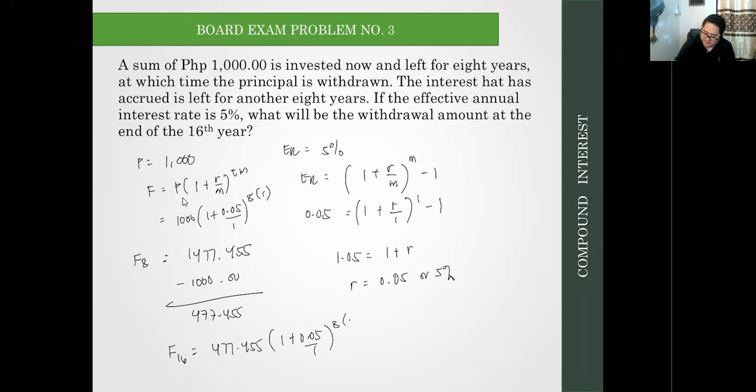Okay. So, equals to 477.455 times 1 plus 0.05 raised to 8. That is 705.418 pesos. Okay? So, ito yung mawi-withdraw niya at the end of the 16th year. Okay? Given na ang iniwan lang niya is yung interest amount niya.